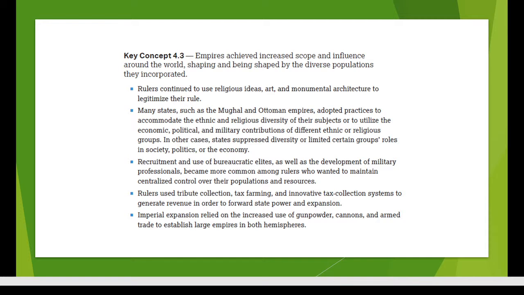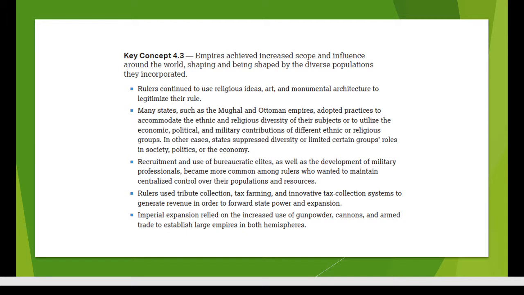All right, so 4.1 and 4.2 are largely about trade and social structures and culture. 4.3 is really the big political key concept, where we're talking about politics. Empires are going to continue to grow, both land-based and, of course, maritime empires. That would be the European. And rulers will continue to use religious ideas, art, and monumental architecture to legitimize their rule.